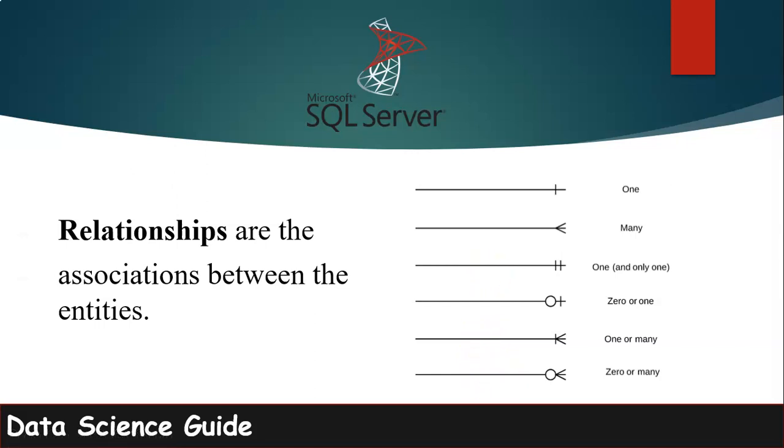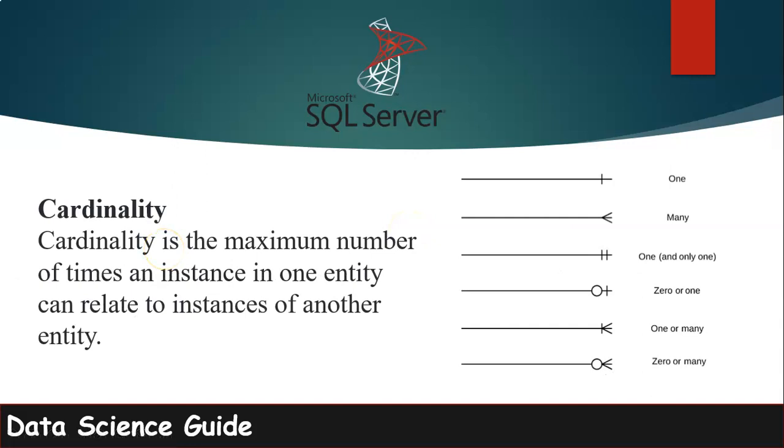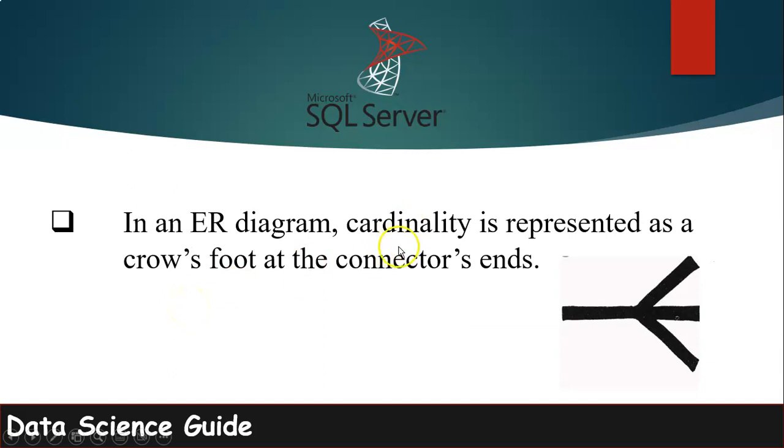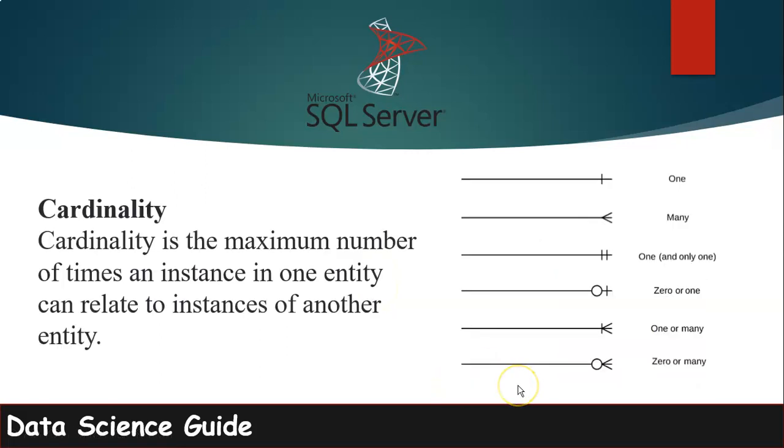So the business scenario determines what kind of relationship we need to use between two entities. We have another term here, which is cardinality. Cardinality is the maximum number of times an instance in one entity can relate to instances of another entity. And in an ERD diagram, cardinality is represented as a crow's foot at the connector's ends. So this is the symbol of cardinality, the crow's foot. And don't worry, you are going to understand each of these relationships in the following examples.